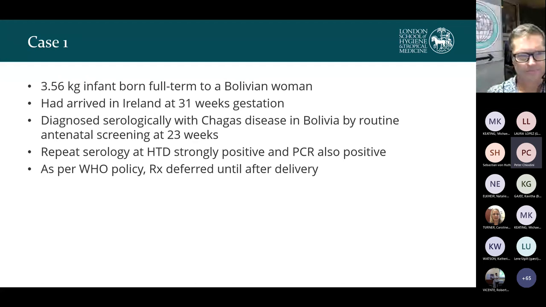She'd arrived in Ireland when she was 31 weeks pregnant, and in Bolivia, they have routine, with the emphasis on routine, antenatal screening for Chagas disease, and she was screened at 23 weeks. So she already knew she was positive, and she told the obstetricians in Ireland. So they sent us serum and also an EDTA sample, which we did a PCR on in our lab at the London School of Hygiene and Tropical Medicine, both positive. As per WHO policy, treatment was deferred until after delivery.